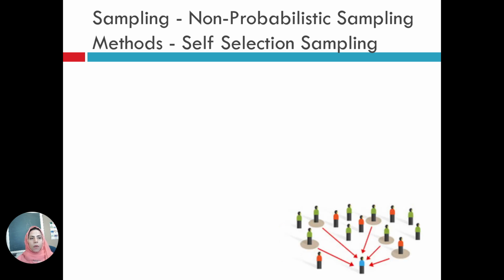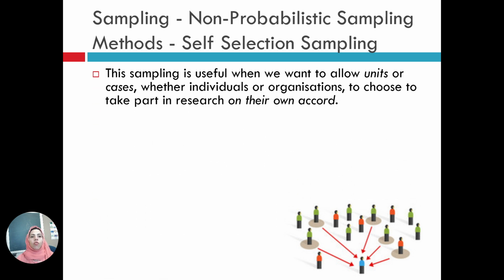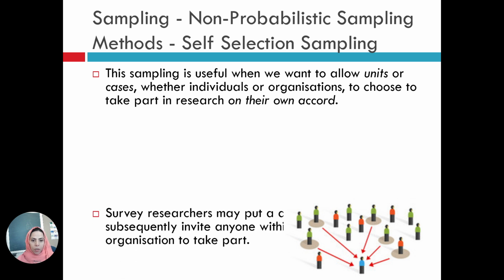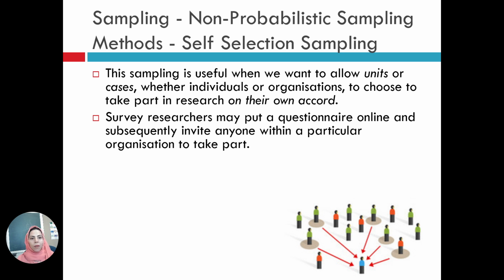Alright, so the second non-probabilistic sampling method is self-selection sampling. As the name shows, the individuals or organizations, whatever my unit of analysis is, they themselves become a part of your survey. That is, they come on their own accord to become a part of that survey. So this sampling is useful when we want to allow units or cases, the individual or organization, to choose to take part in the research on their own accord. So if they themselves want to take part, then the self-selection method can be used.